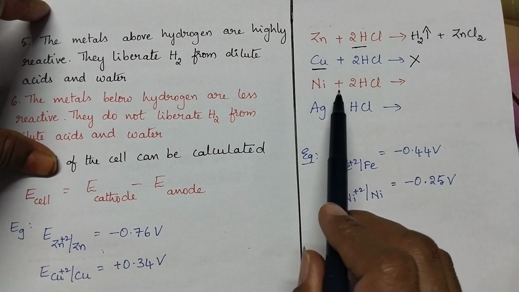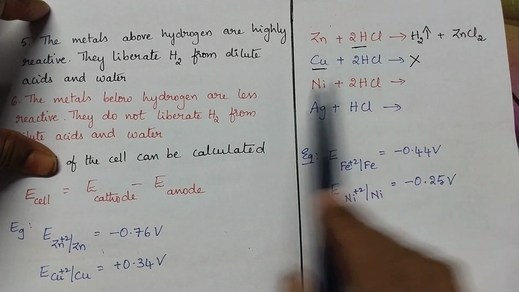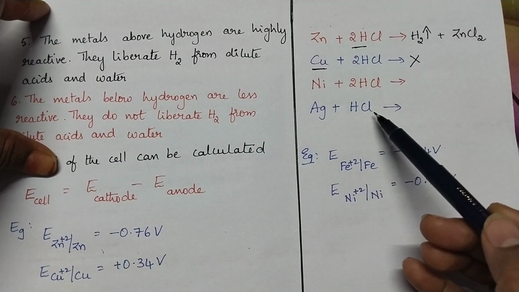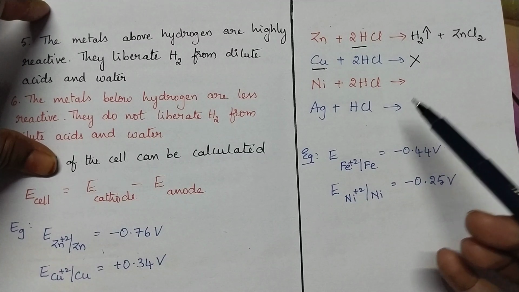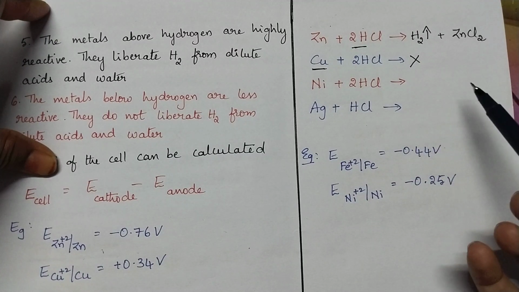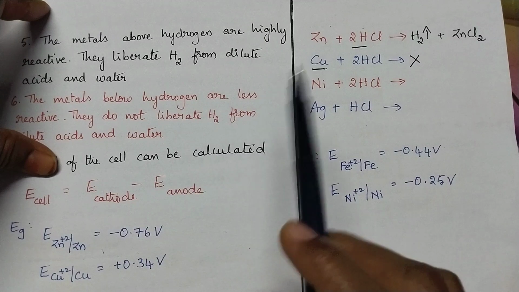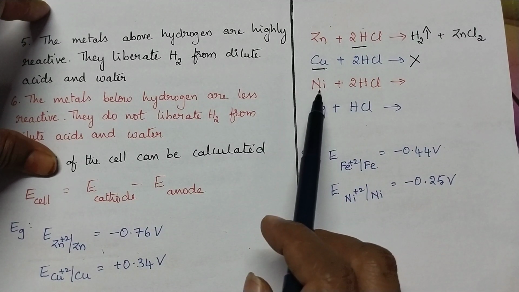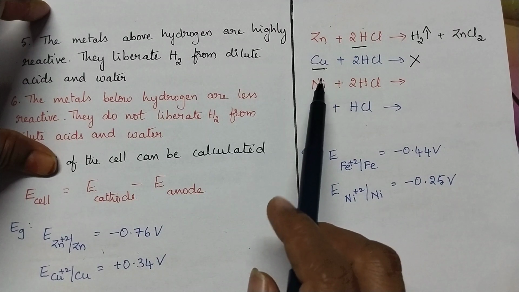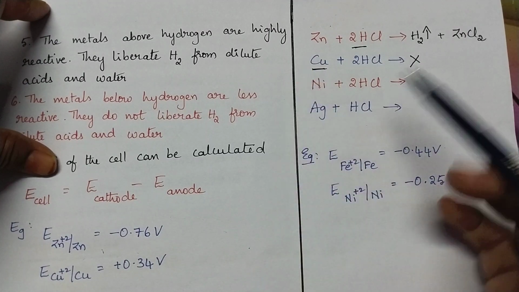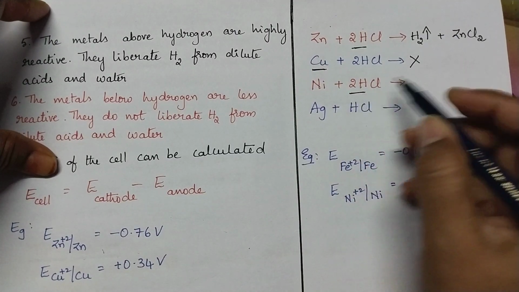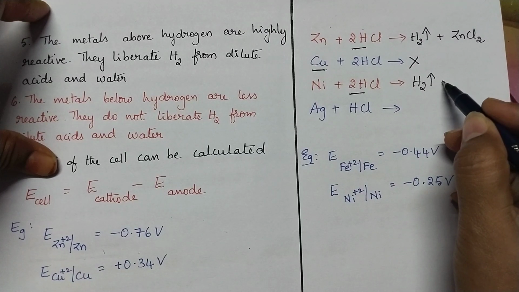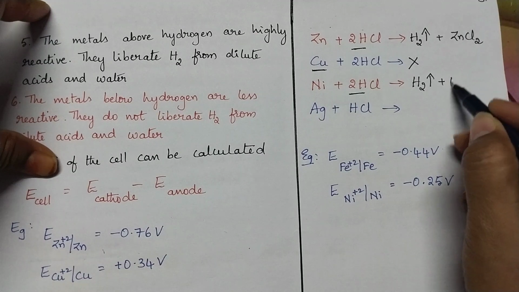Whenever nickel is treated with HCl, guess what happens? Similarly, when silver is treated with HCl, what happens? Just pause the video for a moment and guess. Whenever nickel is treated with HCl, nickel is present above hydrogen and it is an active metal. It readily replaces the hydrogen. That means it liberates hydrogen gas from the acid.